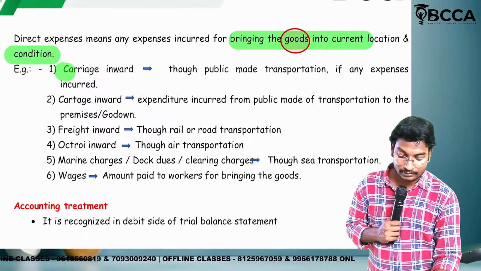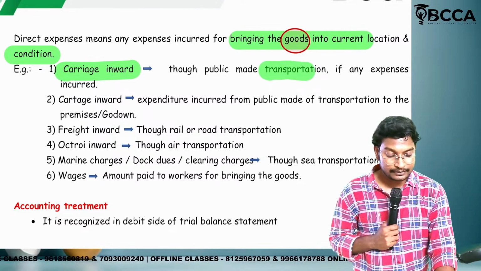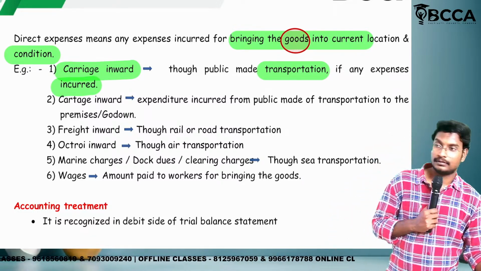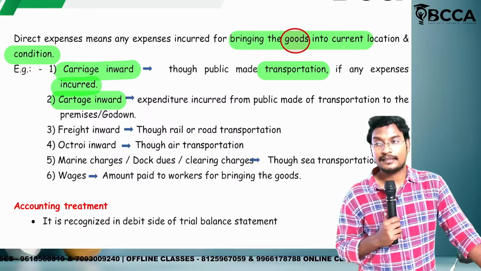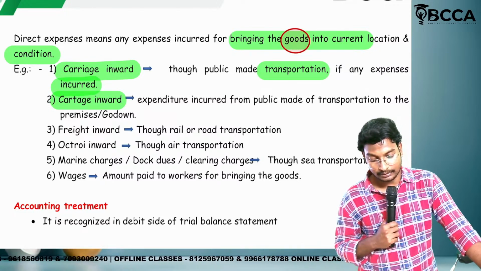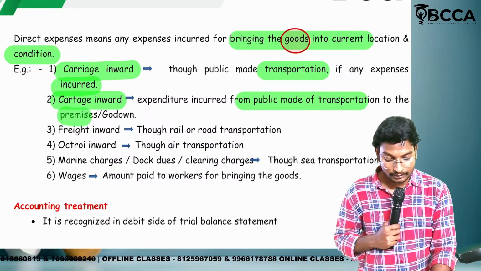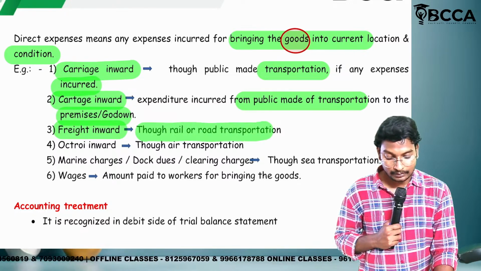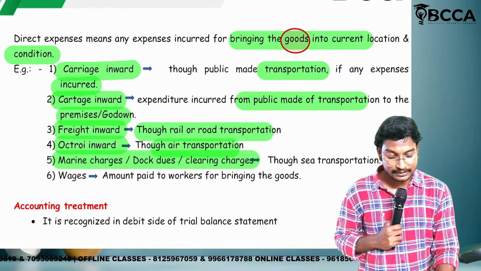Carriage inward. What is the meaning of that? Carriage inward means if any expenses are incurred through public transportation. Public transportation means bus, train, like that. Cartage inward means previously there would be bullock carts like that. Those are called cartage inward: expenditure incurred from public transportation to the premises of the goods. Next one, what? Freight. Freight means through rail or roadways. Octroi means air transportation. Marine insurance or dock charges, clearing charges means sea.